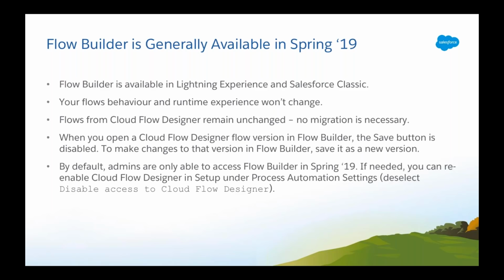By default, we are enabling Flow Builder and turning it on for everybody in Spring 19, and we are disabling Cloud Flow Designer. If you need to in Spring 19, you'll be able to re-enable Cloud Flow Designer, maybe because you need one of the features that's missing, which I'm going to talk about in a minute. You can enable it in Setup under Process Automation Settings by deselecting the Disable Access to Cloud Flow Designer checkbox. But we probably won't allow it to be enabled past, hopefully not past summer, or maybe not even in summer, once we finish getting in some of the last bits of functionality.